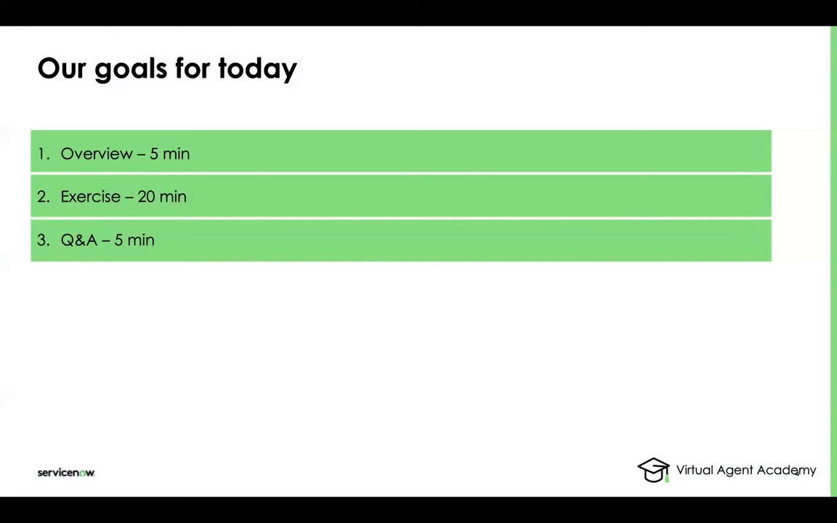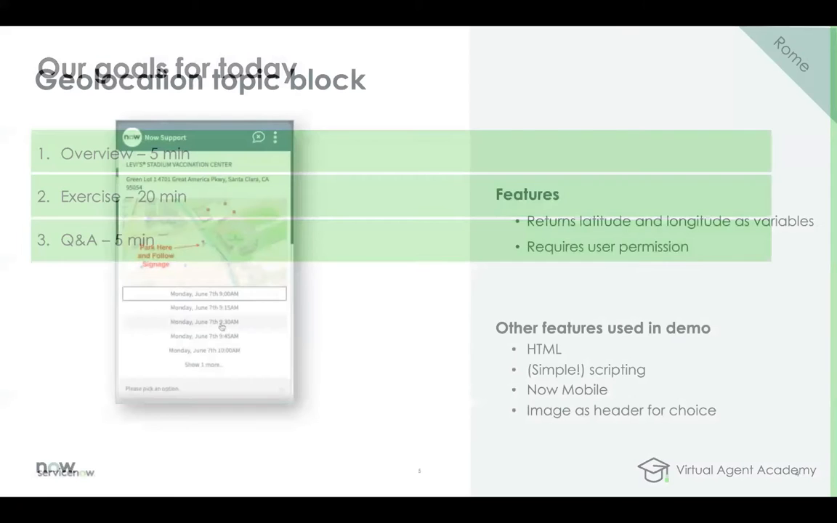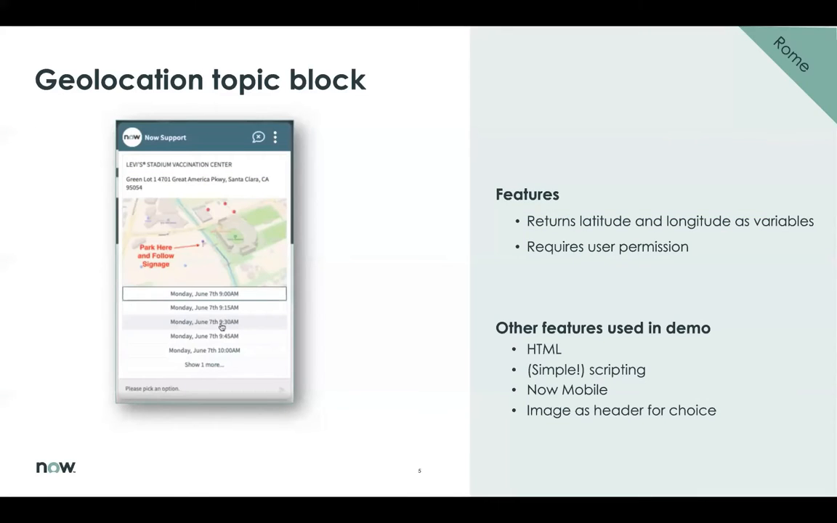So today, the slide portion is we're going to use the geolocation topic block, which is a very powerful topic block. It's out of box. You just drag it into the designer. You'll see that in a moment. And it will be able to return you a latitude and longitude as variables, which you can then use for your different workflows, right? The other thing to call out is it does require user permission.